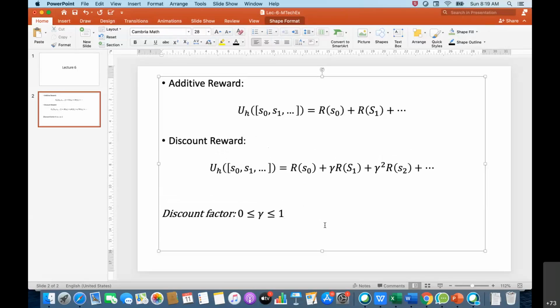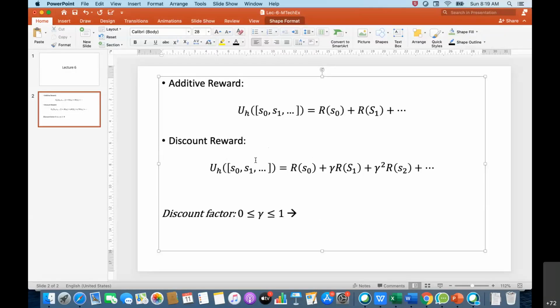And what does it physically signify? It describes the preference of the agent to the current reward. If gamma is equal to 1, then you are giving equal preference to the current reward as well as to all the future rewards. So if gamma is equal to 1, the discounted reward boils down to additive reward.